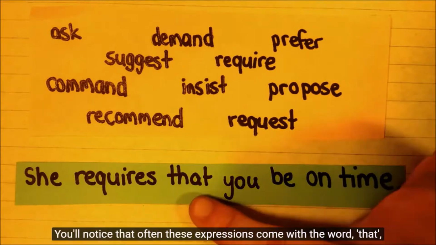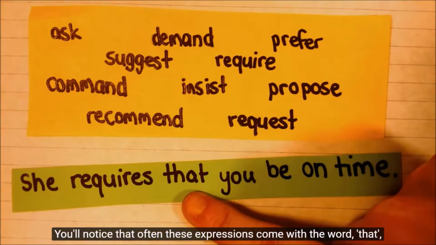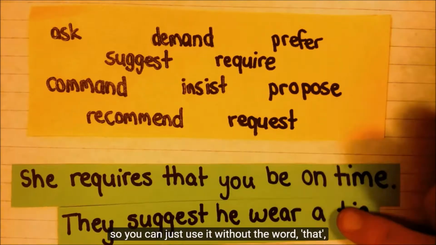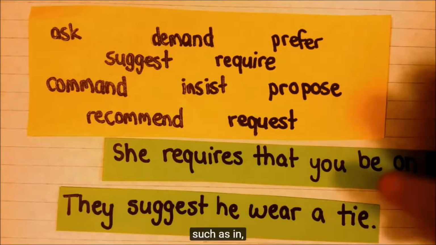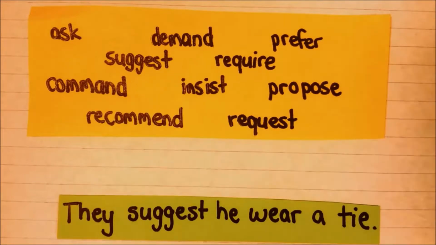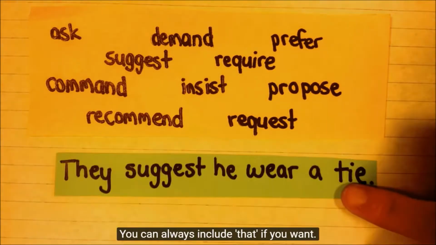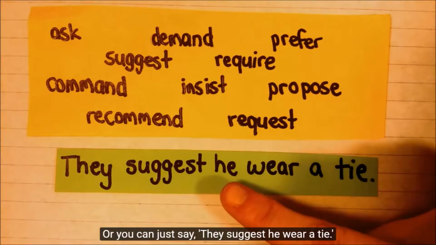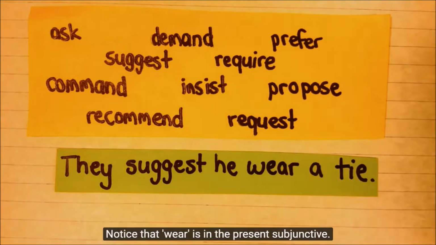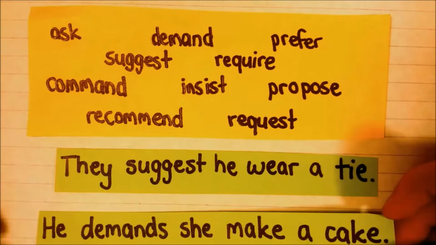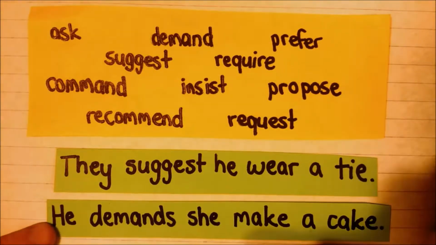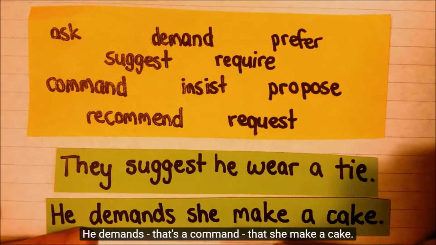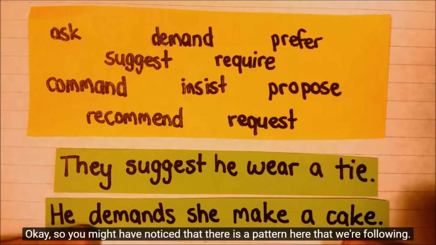You'll notice that often these expressions come with the word "that," but sometimes the word "that" will be omitted, so you can just use it without the word "that," such as in, "They suggest he wear a tie." You can always include "that" if you want. "They suggest that he wear a tie," or you can just say "They suggest he wear a tie." Notice that "wear" is in the present subjunctive. Another example is, "He demands she make a cake." He demands, that's a command, that she make a cake.